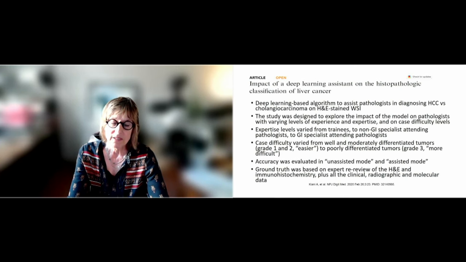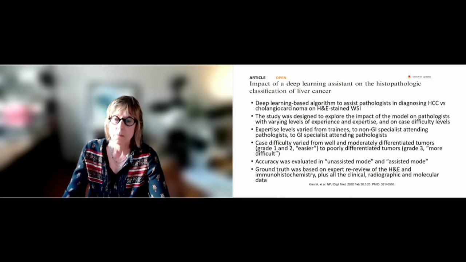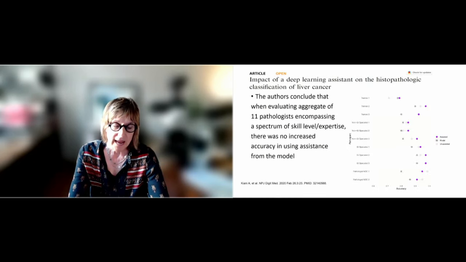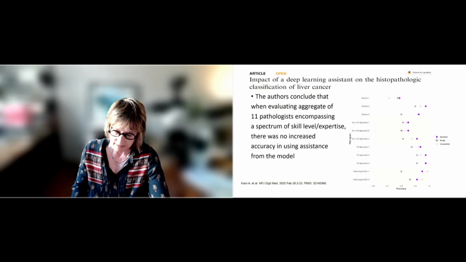The pathologists in the study had varying levels of expertise and experience. The tumors were also varied by difficulty level. Some tumors were easy to identify, for example, the well-differentiated tumors. Some of the tumors in the study were difficult to classify, for example, poorly differentiated tumors. Next slide. The authors conclude that the aggregate accuracy, when including all 11 study pathologists, did not improve with AI machine learning assistance. Next slide.